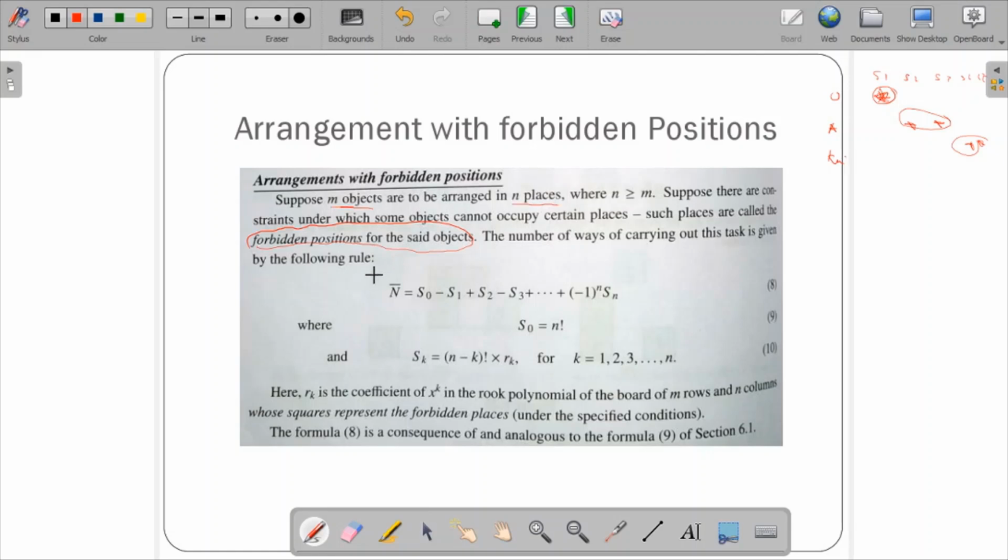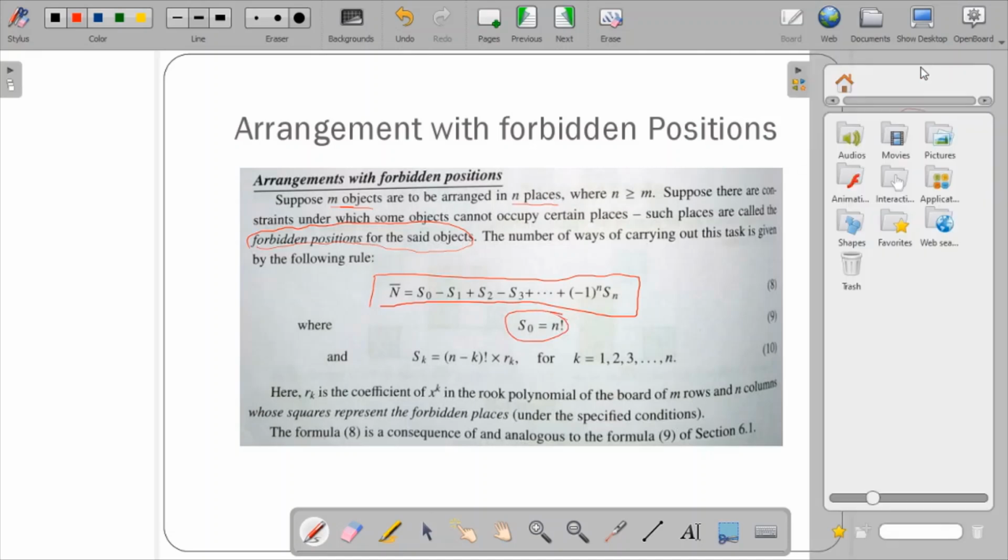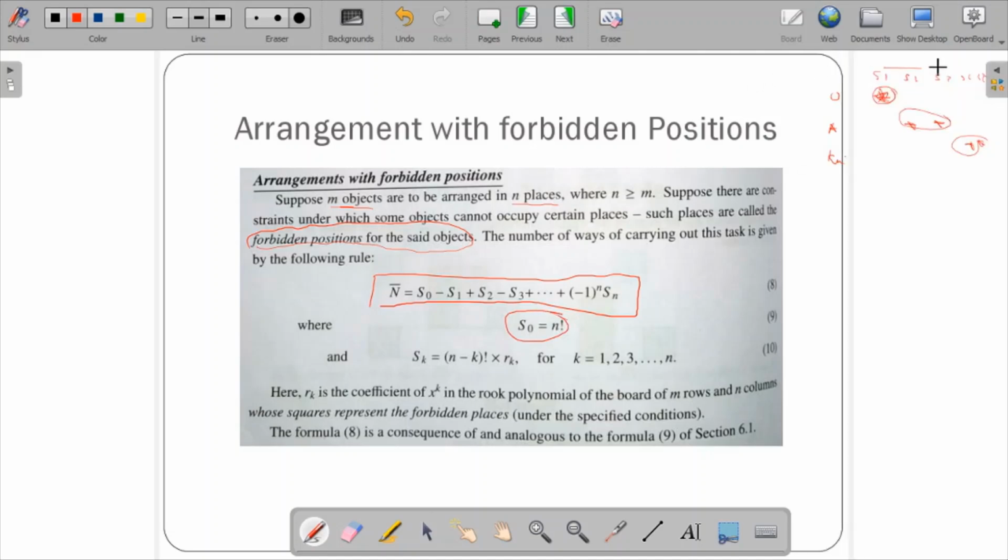By using this particular formula, N bar is equal to S0 minus S1 plus S2 minus S3, and so on till (-1)^n Sn, where S0 is equal to n factorial. Now how many students are there? We have 5 students, so that is nothing but 5 factorial, where Sk, when k is equal to 1 to 3 and so on till n, would be (5 minus 1)! into R1.